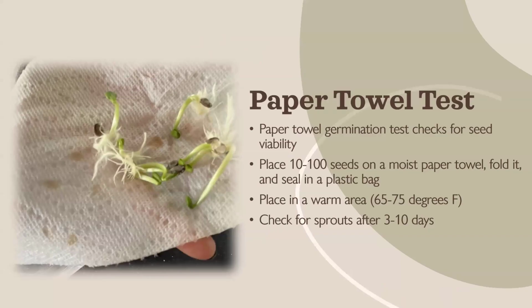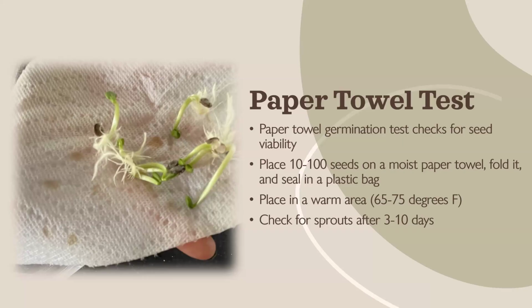So, a paper towel test, it's pretty much exactly what it sounds like. You take seeds and place them in a wet paper towel, put them in a plastic bag, sealed. We can maybe leave a little bit of a gap for some air in there, and then place them in a warm area, somewhere around 65 to 75 degrees Fahrenheit, and just check back on them for sprouts around 3 to 10 days. So if your seeds haven't germinated after 10 days, that might mean that seed is a little bit old or got damaged and might not be the most viable option.